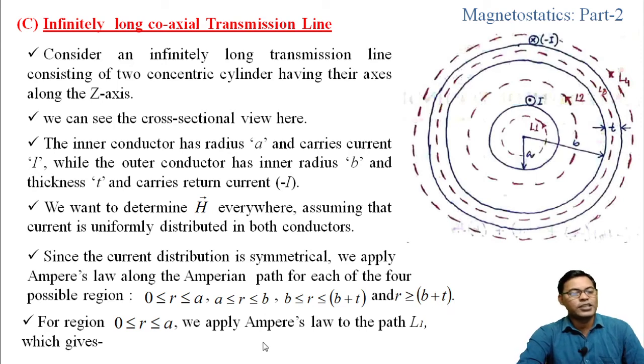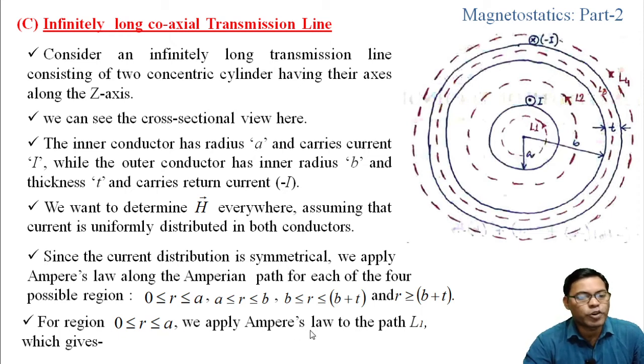So for the region 0 less than or equal to R less than or equal to a, for the first case we are going to apply the Ampere's law to the Amperian path L1. So this is the L1 path, the Amperian path we have considered.